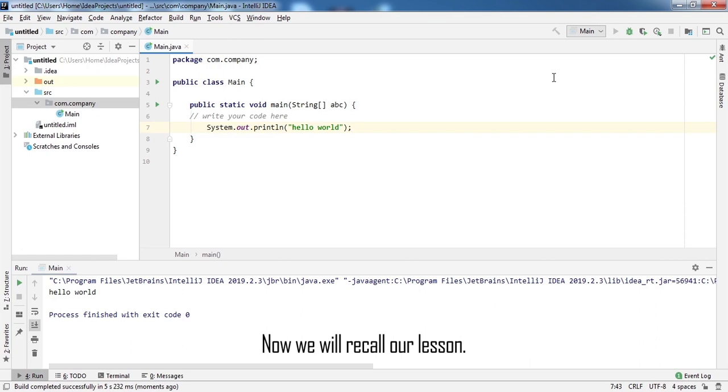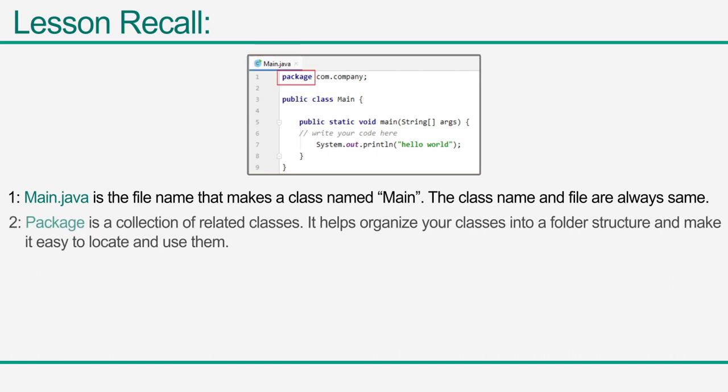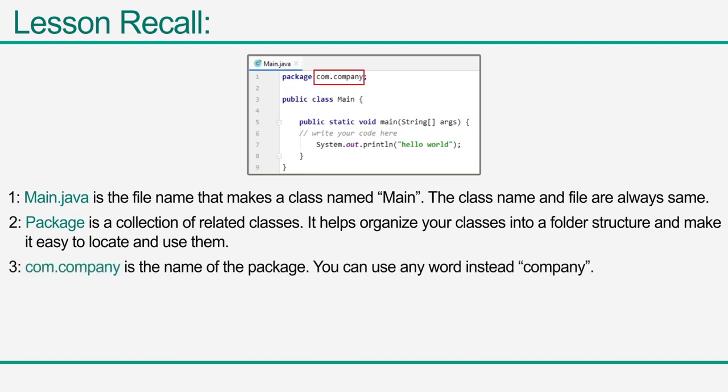Now we will recall our lesson. Number 1. Main.java is the file name that makes a class named main. The class name and file name are always the same. Number 2. Package is a collection of related classes. It helps organize your classes into a folder structure and makes it easy to locate and use them. Number 3. Com.company is the name of the package. You can use any word instead of company.